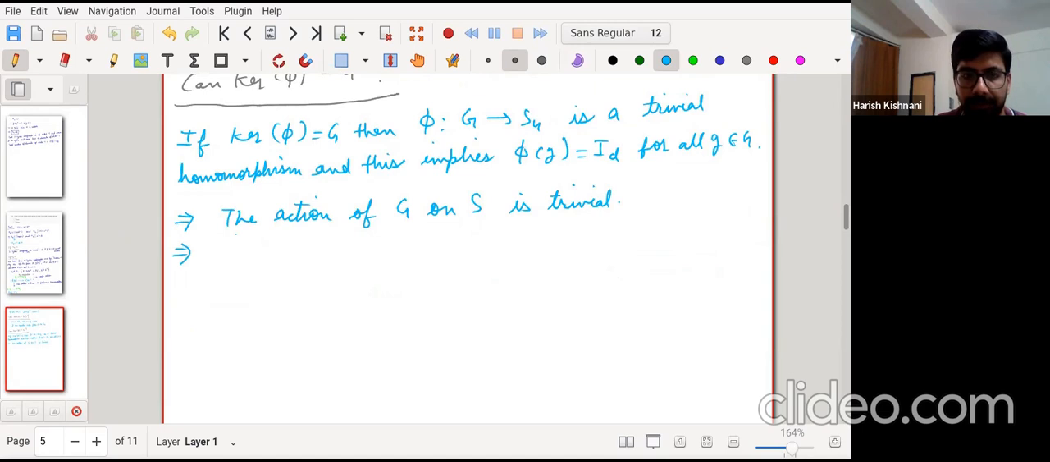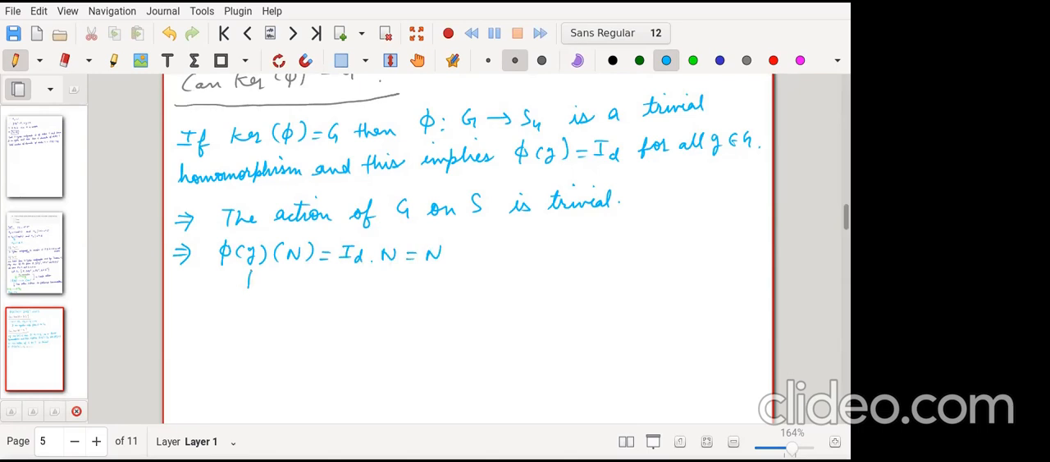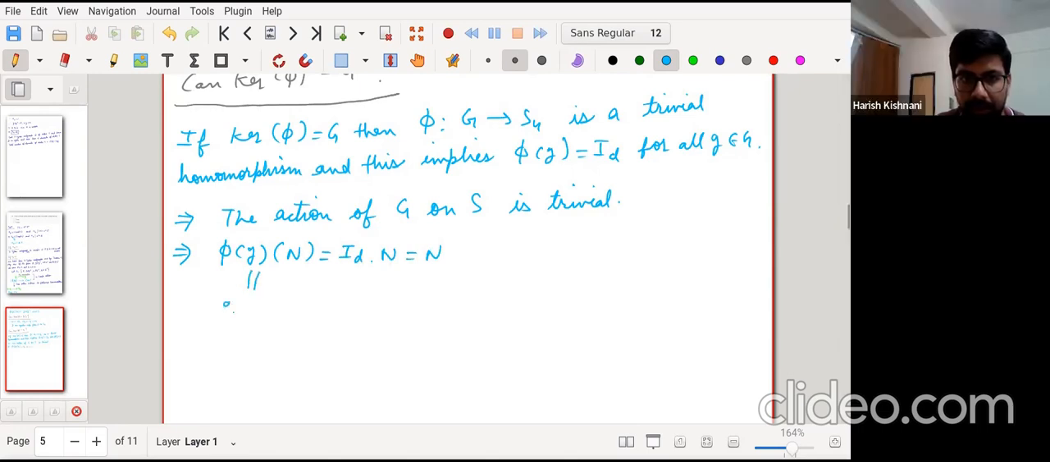That g n g inverse. That's how we were acting, right? Or if you want to write it in terms of homomorphism, then phi g of n is what? Phi g is identity for each g, so it's just identity of n, it's n. And what is it by definition? It is g n g inverse, and that's happening for all g in G and for all n in S.